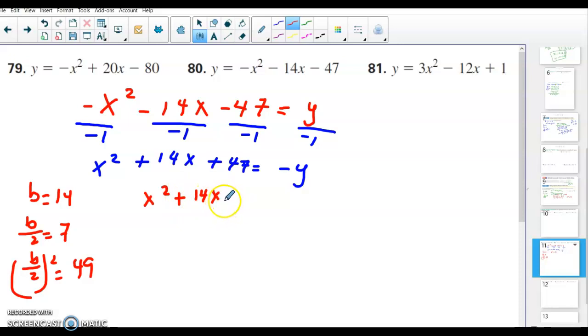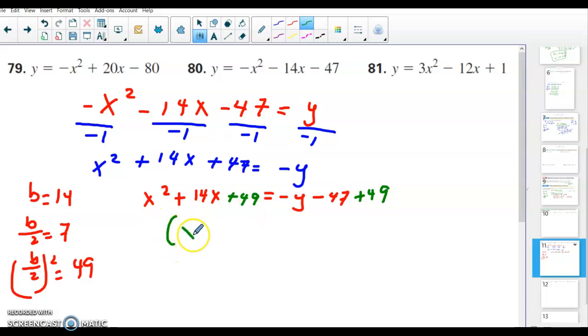And I'm going to move that 47 to the other side. I have negative y minus 47. So I'm moving it over to this side. Don't skip any steps. That way you can see what you're doing. So in this case, I'm going to add my 49. And I need to add 49 over here. Okay, so now this is a perfect square trinomial.